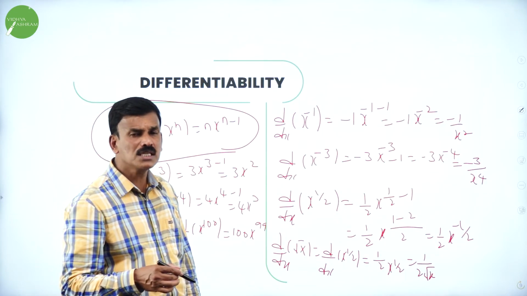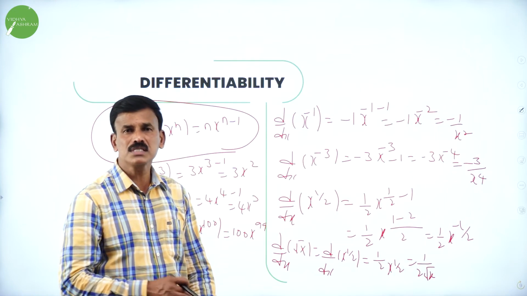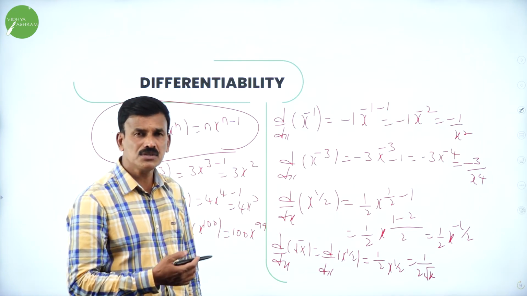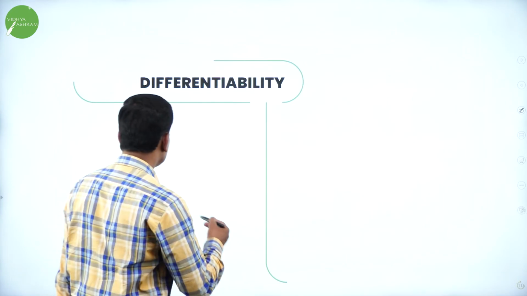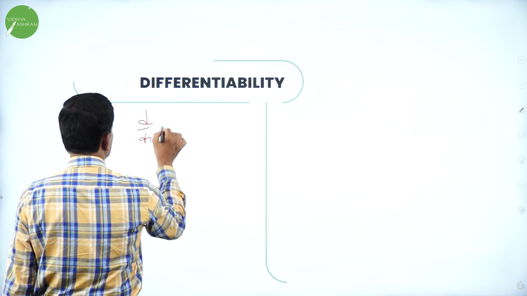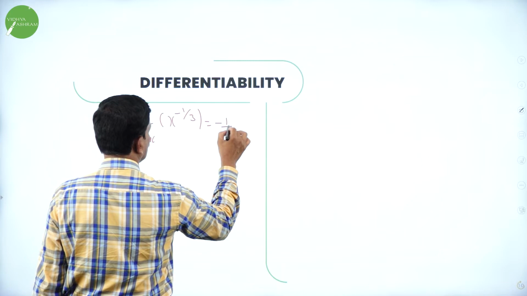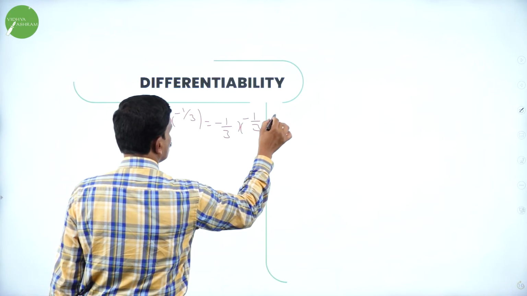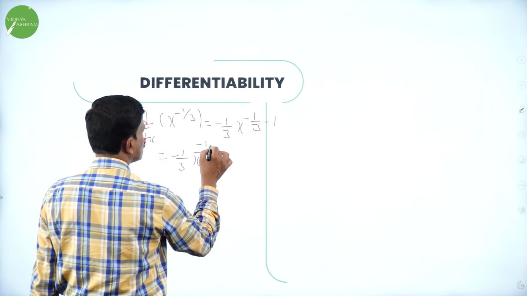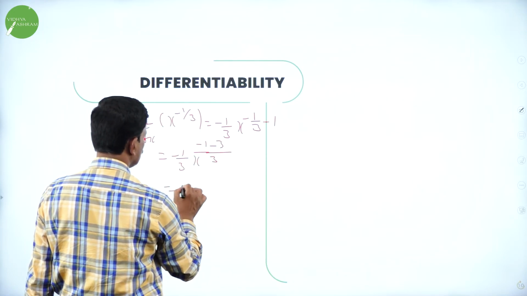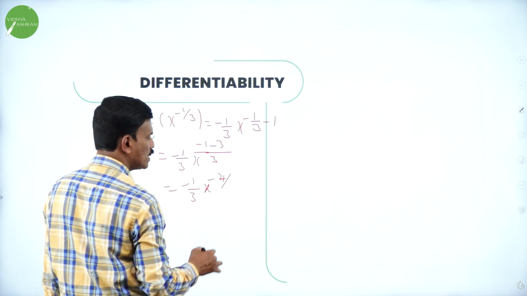These are a few basic formulas based on d by dx of x to the power of n, where n is a positive integer, a negative integer, or a positive fraction. Suppose n is a negative fraction: d by dx of x to the power of minus 1 by 3 can be written as minus 1 over 3 x to the power of minus 1 by 3 minus 1. Taking 3 as the LCM, this is minus 1 over 3 x to the power of minus 1 minus 3 by 3, which is minus 1 over 3 x to the power of minus 4 by 3.